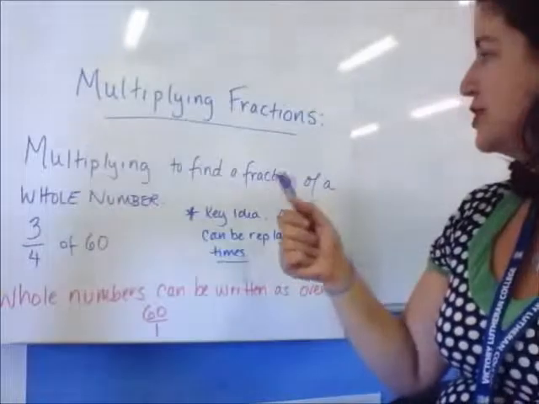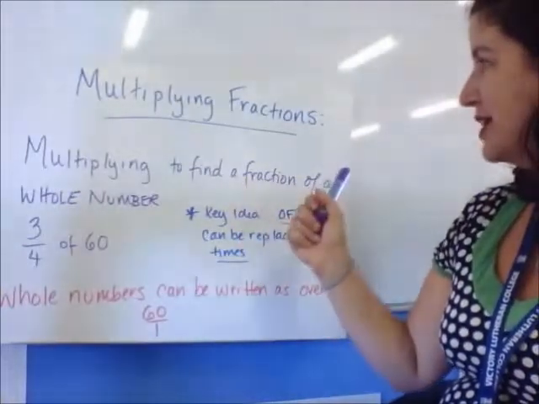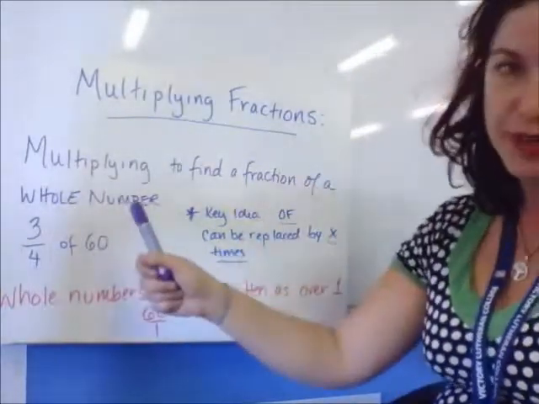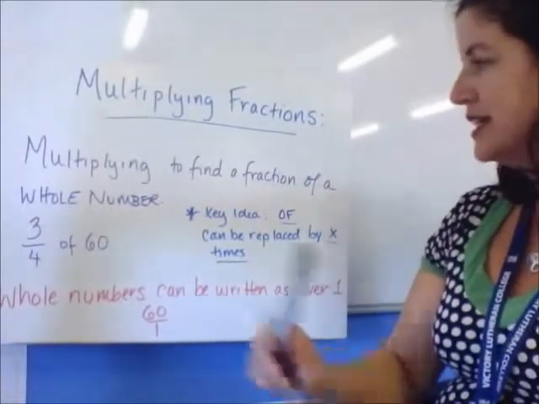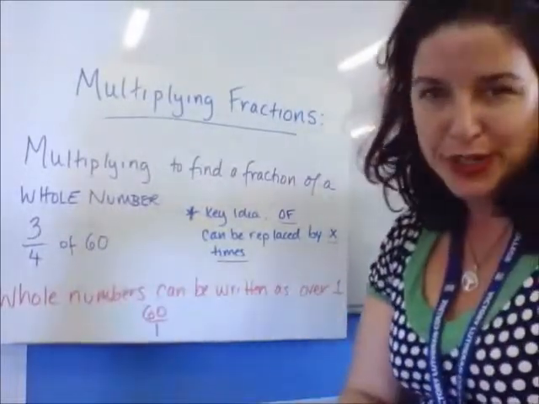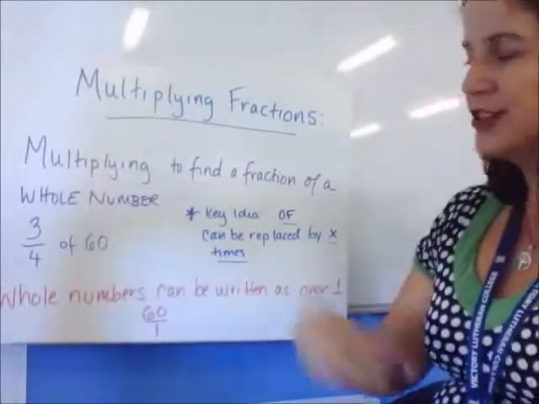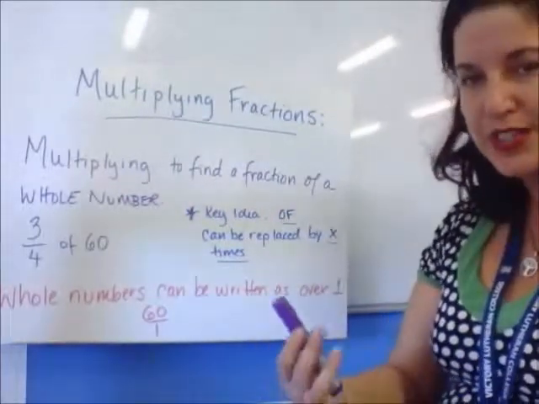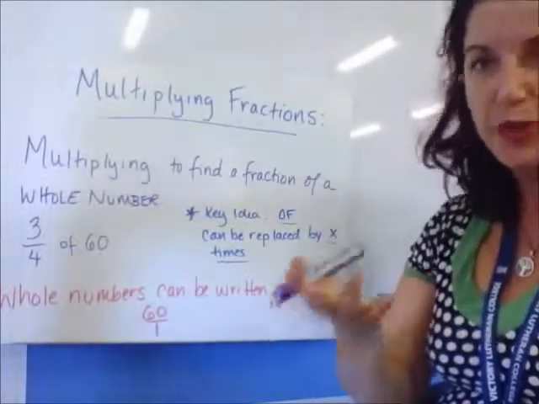Now I want to start by showing you the multiplication of a fraction and a whole number. So I was thinking of 3/4 of an hour. There's 60 minutes in an hour, so there's 3/4 of an hour. How do we work that out?